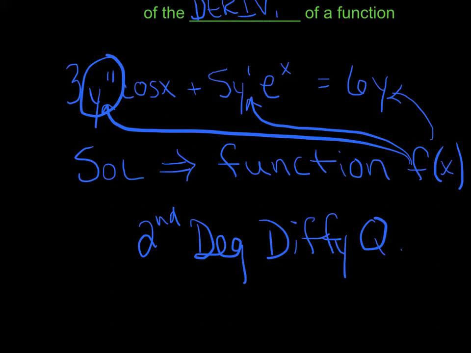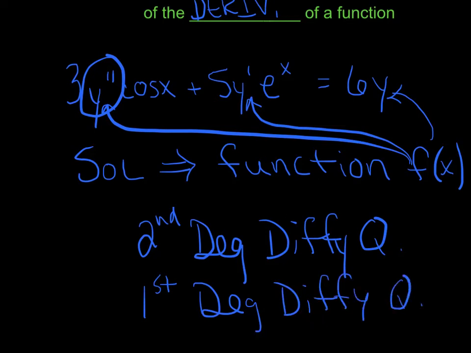Within this class, we're going to limit ourselves to just first degree Diffy Qs, and most of the time, they're going to be separable Diffy Qs. And if they're not separable, then we'll take a look at some other techniques, whether it's slope fields or Euler's method, that'll help us approximate the solution. But as far as getting the exact solution analytically, we're going to rely on our method called separation of variables.